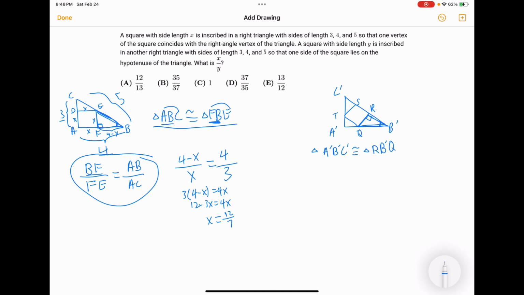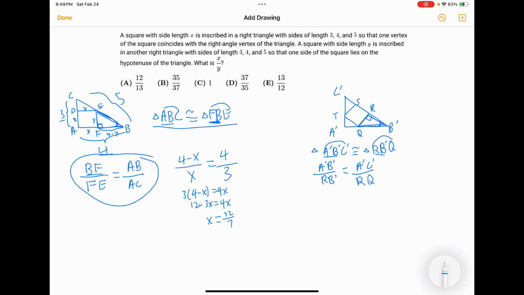And so looking at the statement here, we can also figure out an equation. A'B' over RB' would equal A'C' over RQ. And this is because you see AB over RB', or A'B' over RB', this would equal A'C' over RQ. Now we can also plug in some of the numbers and variables.